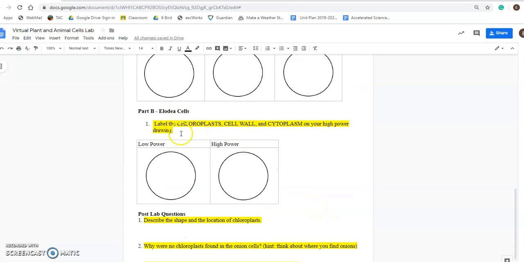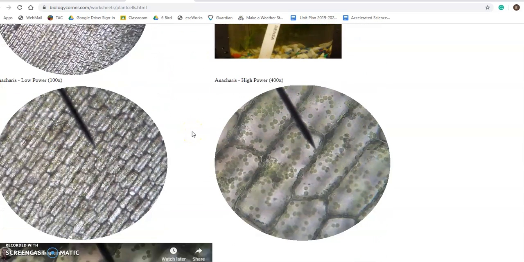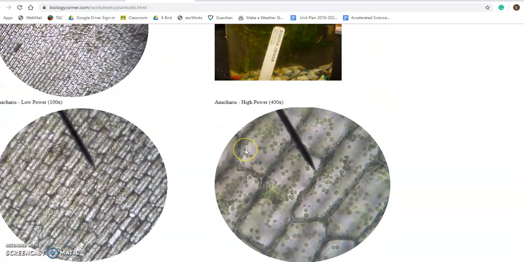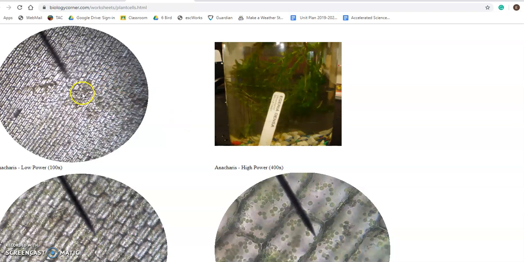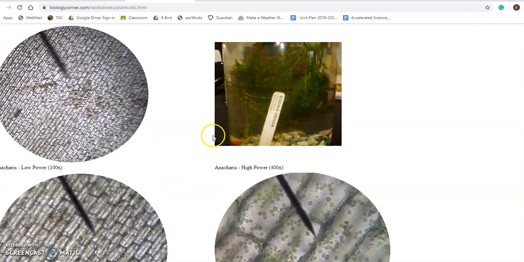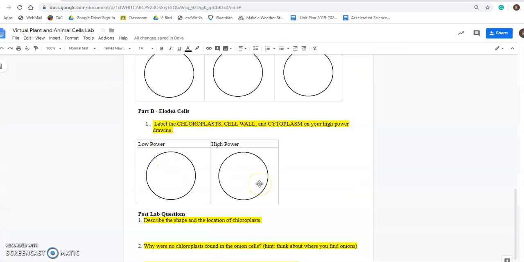Finally, Elodea cells. You're going to do the same thing here. And if you scroll down right here, this shows you Elodea cells, and this is actually the same thing. So here's your low power. So this picture is going to go into this one, and then we're going to do high power, which is going to be this one right here. So you can actually use these 2 drawings. So you're just going to sketch these right into these 2 boxes. And then make sure you label chloroplast, cell wall, and cytoplasm in this picture.